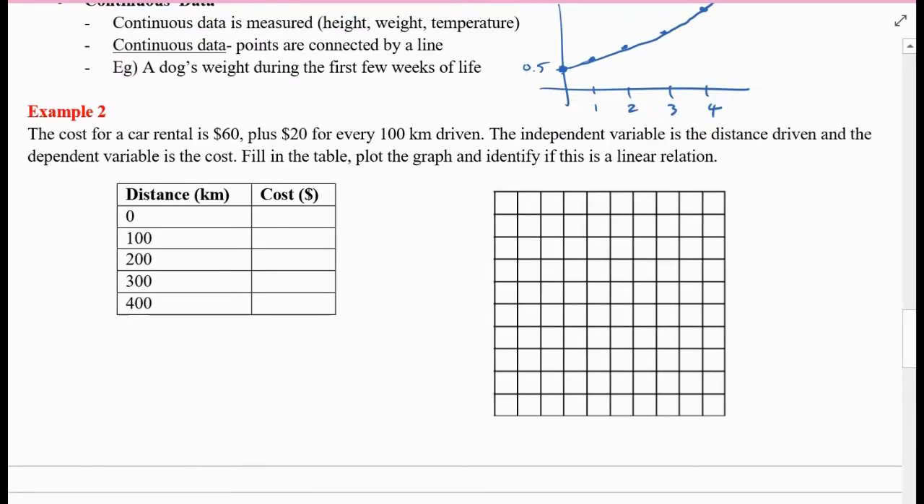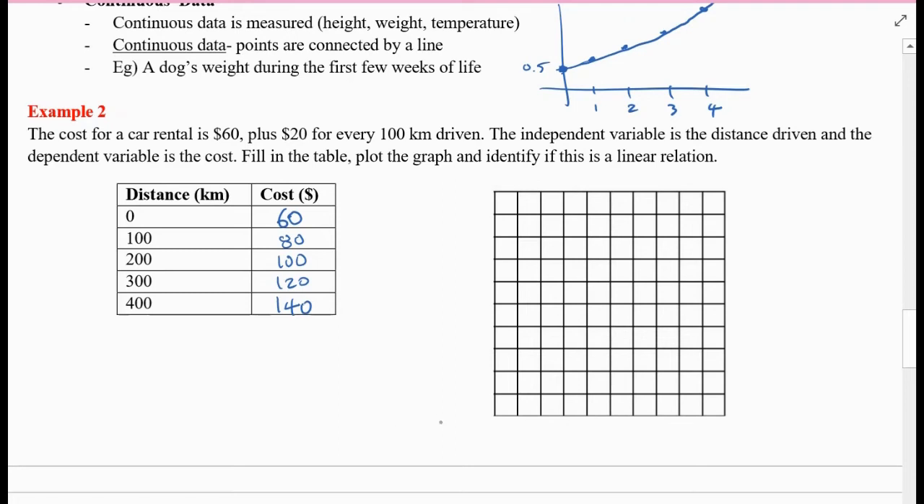Next, example 2. The cost for a car rental is $60 plus $20 for every 100 kilometers driven. The independent variable is the distance driven, and the dependent variable is the cost. Let's fill in the table, plot the graph, and identify if this is a linear relation. So 0 distance, this is 0 kilometers, so that's $60, and every 100 kilometers it increases by 20. So it's 80, 100, 120, 140.